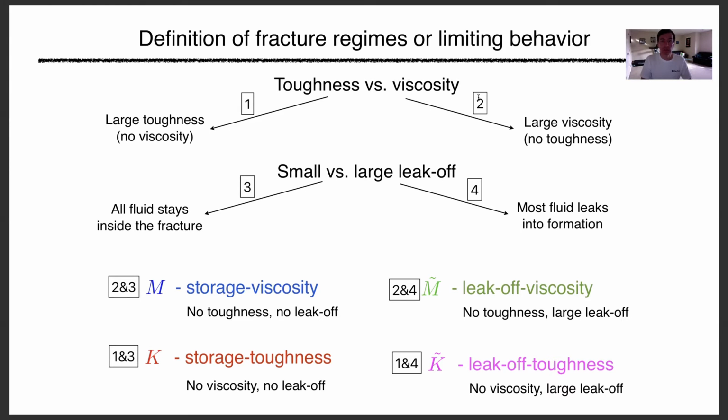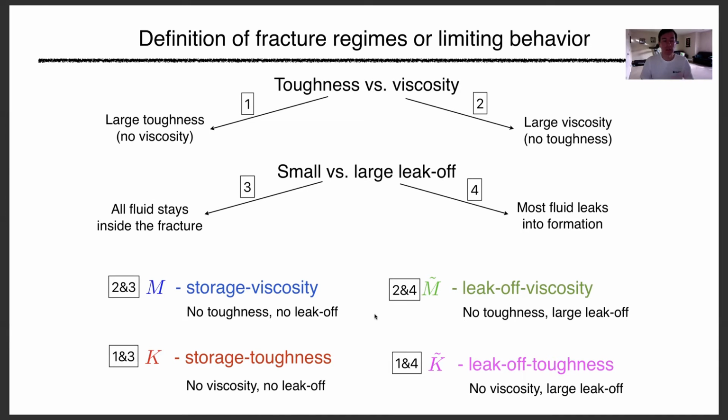For instance, if we pick number 2 and number 3, so we have large viscosity and small leak-off, we have the storage viscosity limit, which means that in this limit the fracture dissipation mechanism is governed by viscosity, which is equivalent to saying that there is almost no toughness, or the fracture doesn't feel any fracture toughness. And small leak-off is basically equivalent to saying there's almost no leak-off, right?